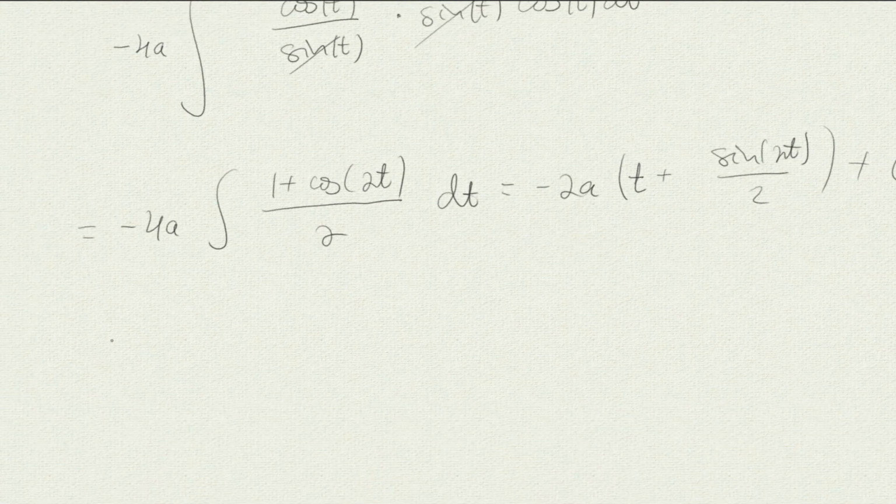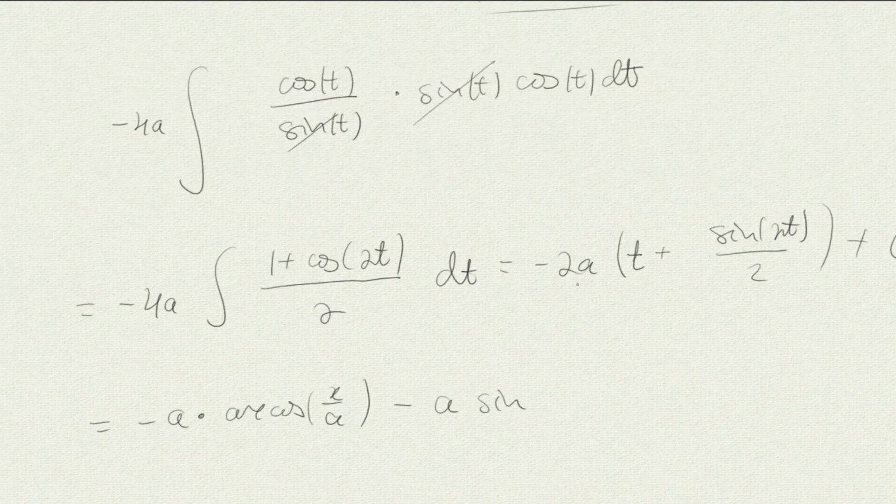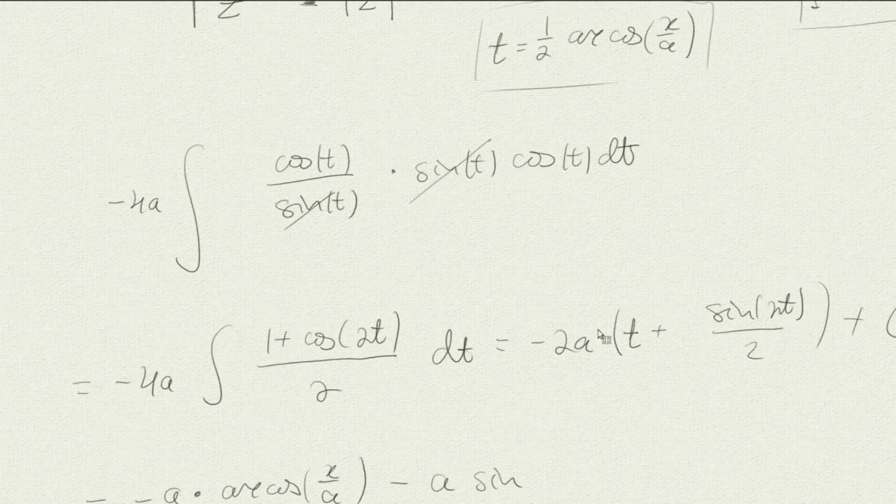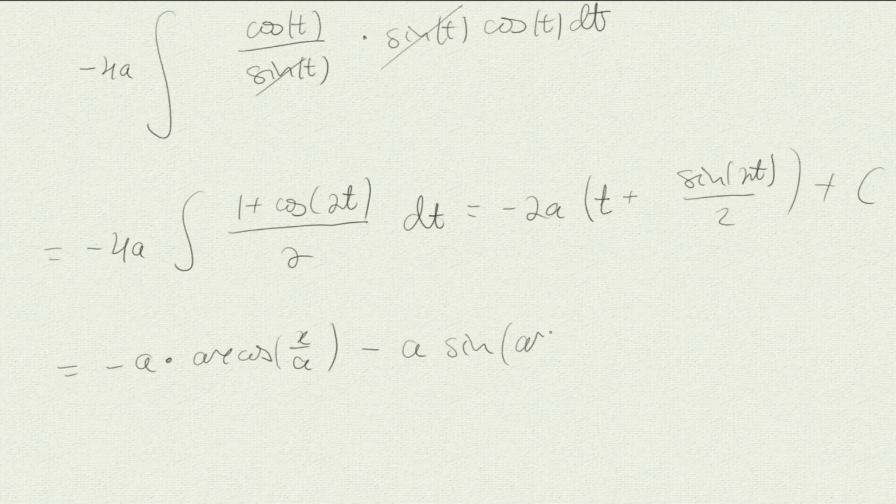So it's going to be minus a times arc cosine of x over a. And minus 2 here will be reduced, so it's going to be minus a, and here sine of twice, but sine of arc cosine. So it's going to be sine of arc cosine of x over a here, and plus a constant.